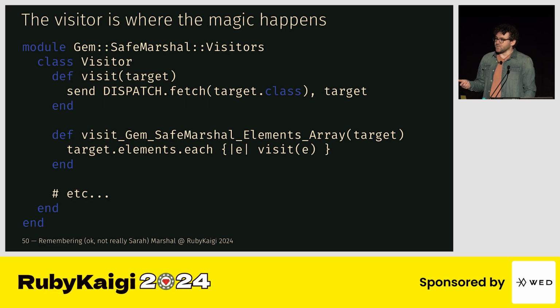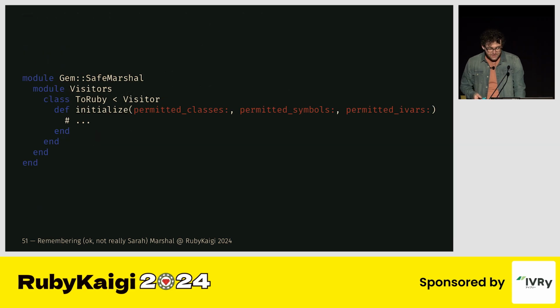But the visitor is where all the cool safe stuff happens. The idea is we have a root visitor class. It knows how to walk the tree. We've implemented methods that say, hey, this is how we descend through an array. How do we walk an array? Well, we visit each one of its elements, and so on. And then we wrote a visitor that, when it goes and visits stuff, will return a Ruby object.